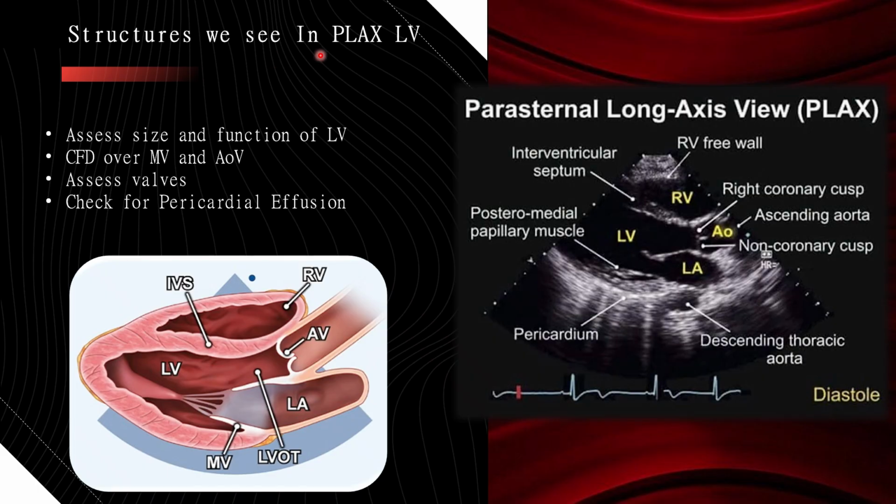Structures we see in parasternal long axis left ventricle. We see the left ventricle, left atrium, aorta, and right ventricle. We will assess the size and function of the left ventricle, put color Doppler over the mitral valve and aortic valve, and assess valves for prolapse or calcification. We can also check for pericardial effusion.